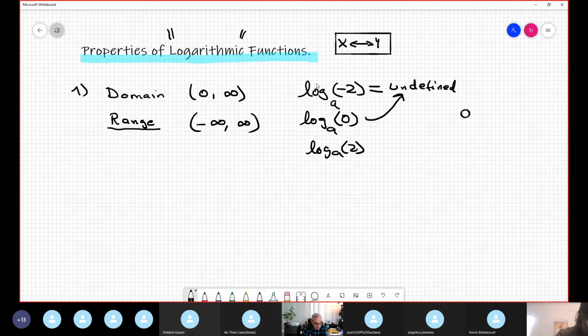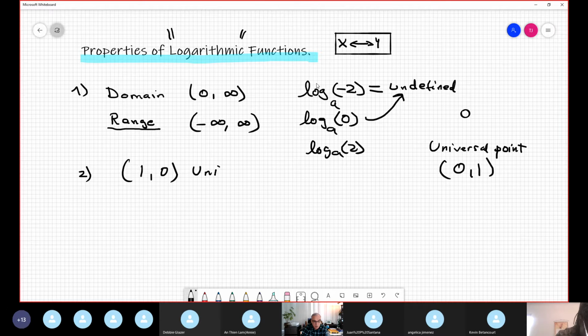So what is the graph? Do you remember that for the exponential equation, the universal point is the point (0,1)? For the logarithmic, the universal point is (1,0). Makes sense, because you interchange x and y. So any graph of the logarithm passes through the point (1,0).